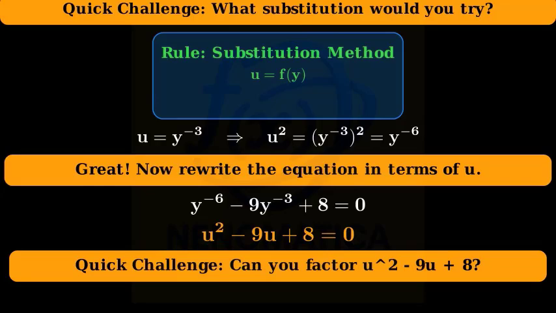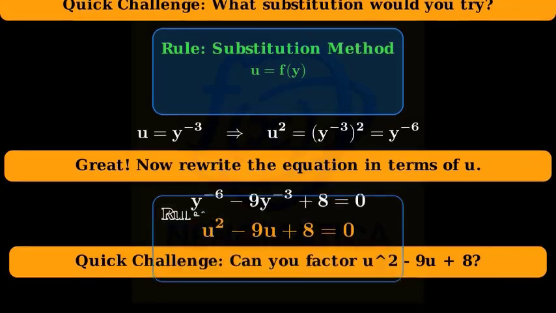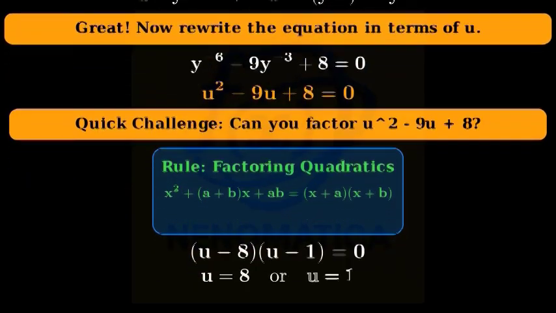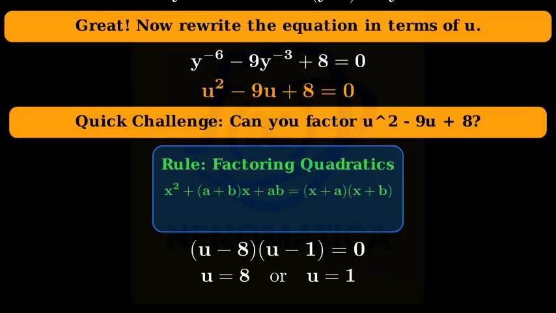Step 4. Factor and solve for u. Use the factoring rule for quadratics. We need two numbers that add to -9 and multiply to positive 8. Those are -8 and -1. So the factorization is (u - 8)(u - 1) = 0. Therefore, u = 8 or u = 1.